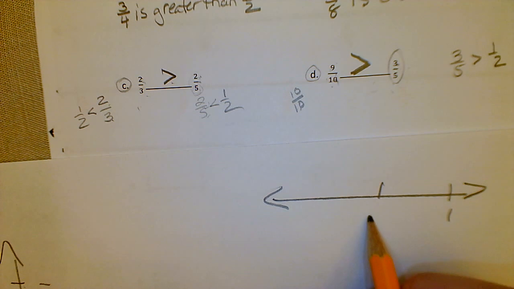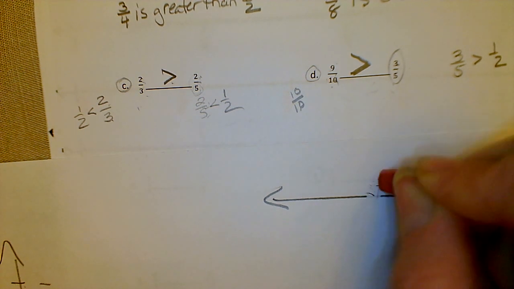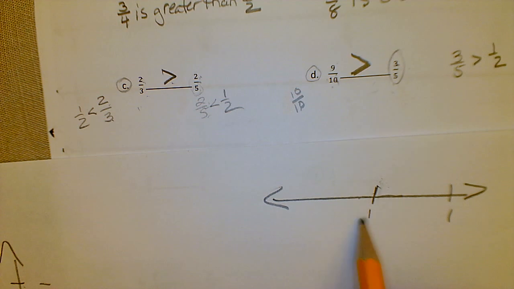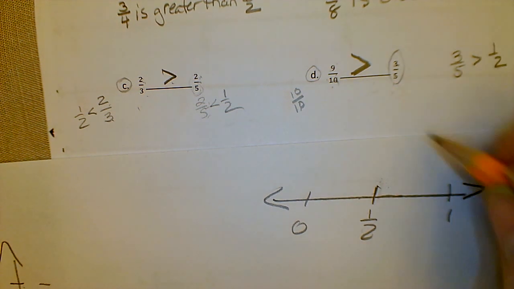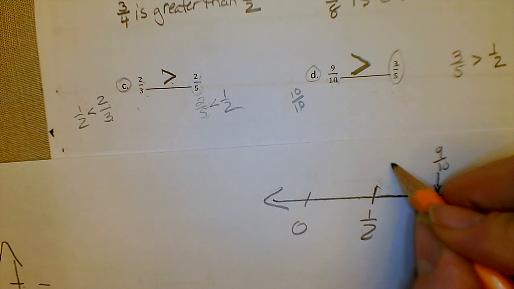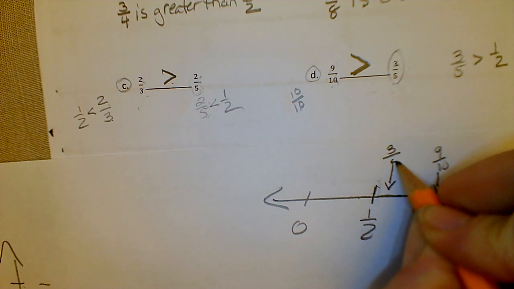So if here's 1, that's a bad spot for 1/2. It's just a little too close. So if that's 1/2 and this is 0, 9/10 is going to be right here, and 3/5 is going to be right there. So clearly 9/10 is bigger than 3/5. But now we have to flip it to show it there.